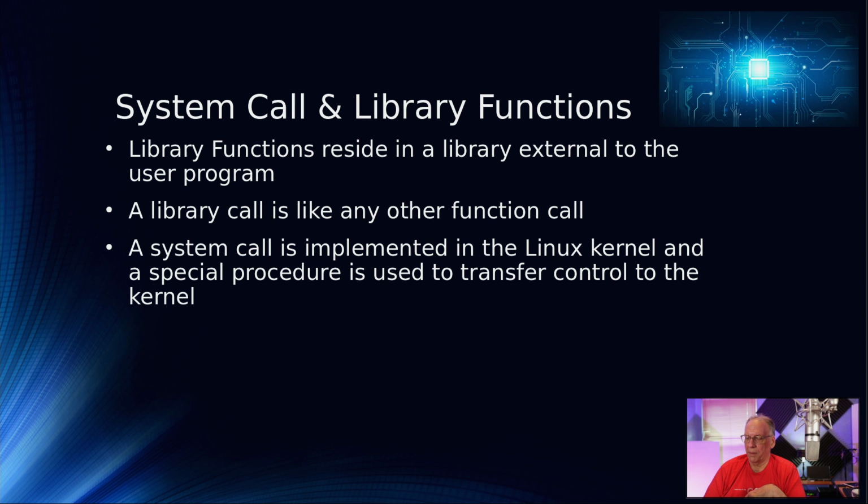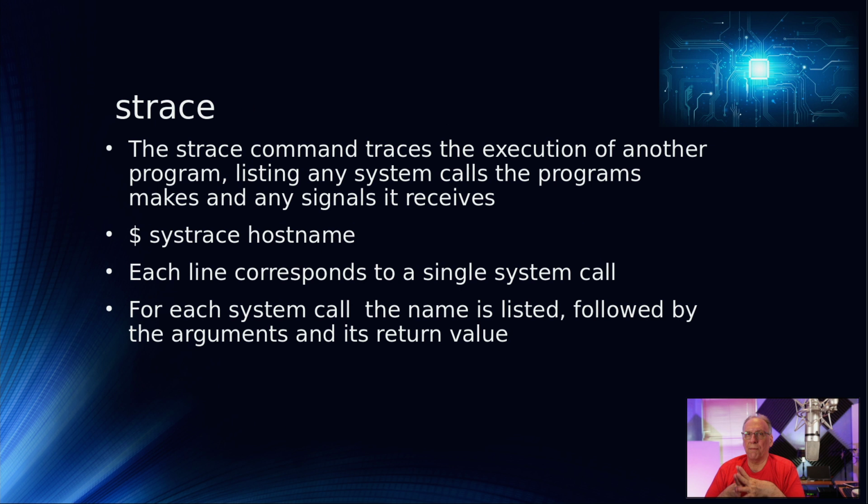So we can actually watch a system call being fired, and we can see how the kernel handles it by using strace. That traces the execution of any program, and it lists any system call that the program will generate, as well as any signals that it receives in response. So I have an example here of strace on hostname, and each line in there will correspond to a single system call. I run that strace and I get a line for every system call that's made. For each system call, the name is listed followed by the arguments and the return values.